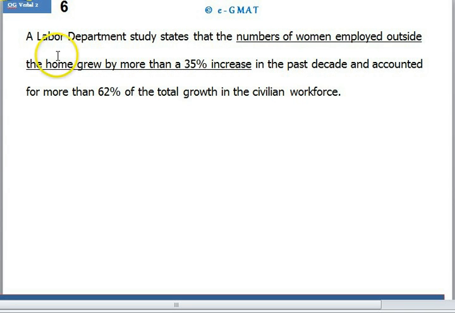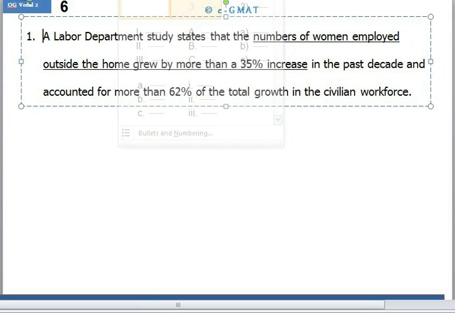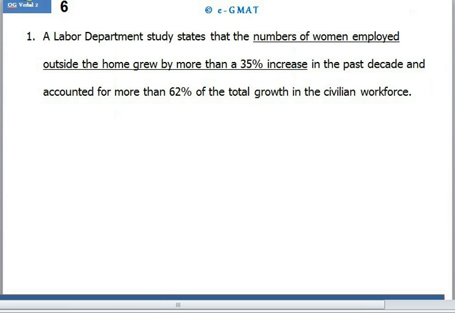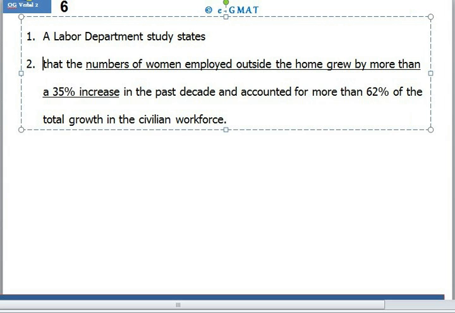Alright, so time for our error analysis, and we will do it by splitting our sentence into smaller clauses. So here goes our first clause: A Labor Department study states that. So that means we have another clause that reads that the numbers of women employed outside the home grew by more than a 35% increase in the past decade and accounted for more than 62% of the total growth in the civilian workforce.